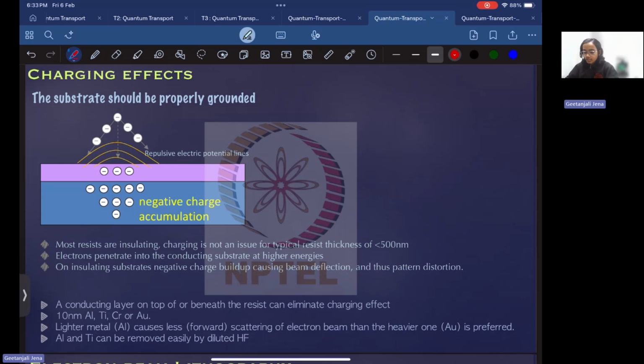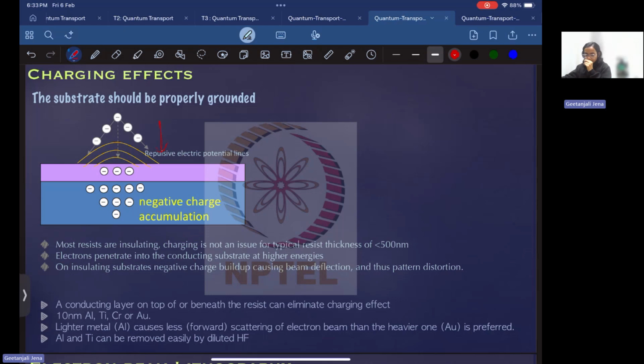If we use an insulating substrate to pattern the design, what will happen? There will be a charging effect, because this is an insulating substrate, so the charge will accumulate on the upper surface of the substrate, and that accumulated charge will deflect the incident electron beam that is hitting the surface. Because of the deflection, the pattern transferred will not be that accurate. So there will be pattern distortion whenever we have a charging effect.